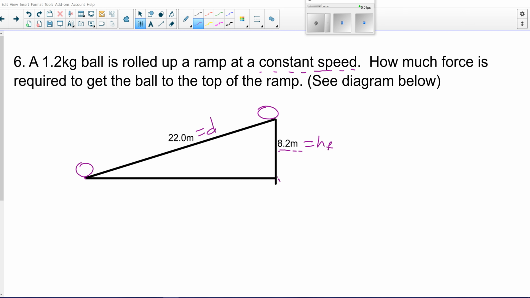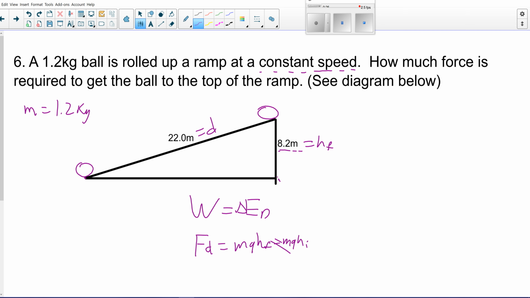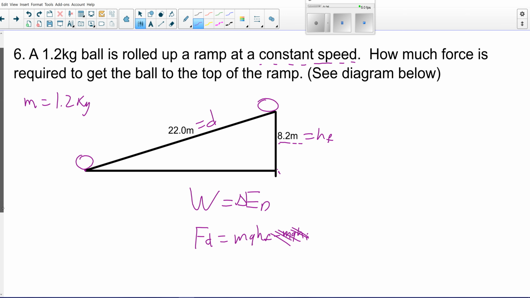So on this one, those are part of our givens. The other given is the mass, 1.2 kilograms. We know that the work being done here is changing the potential energy. So we're going to have force times distance equals m times g times h final minus m times g times h initial. But since we started at the bottom of the ramp, there isn't any initial potential energy.